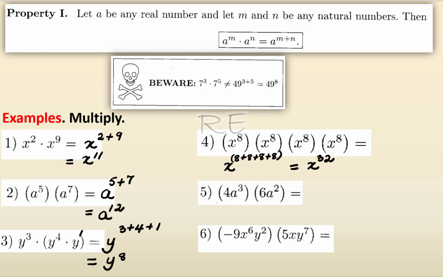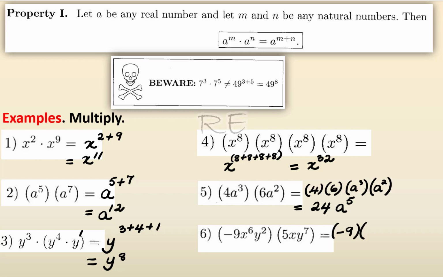4a cubed times 6a squared, 4 times 6, and a cubed times a squared. We rearrange the factors, commutative property, 4 times 6, 24, a to the 3 plus 2, a to the 5th.